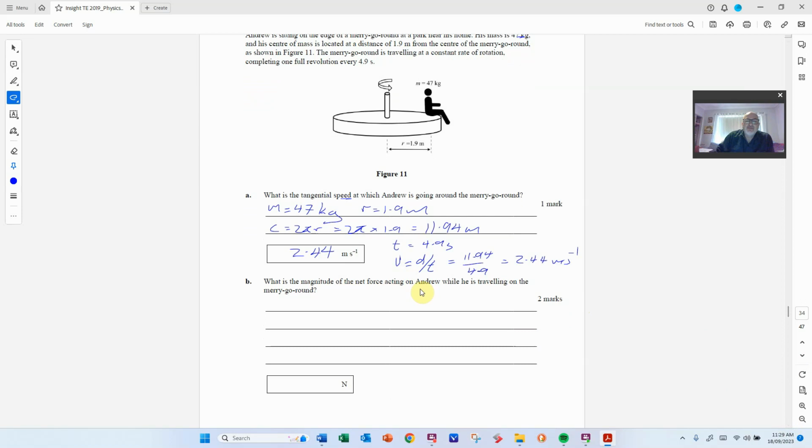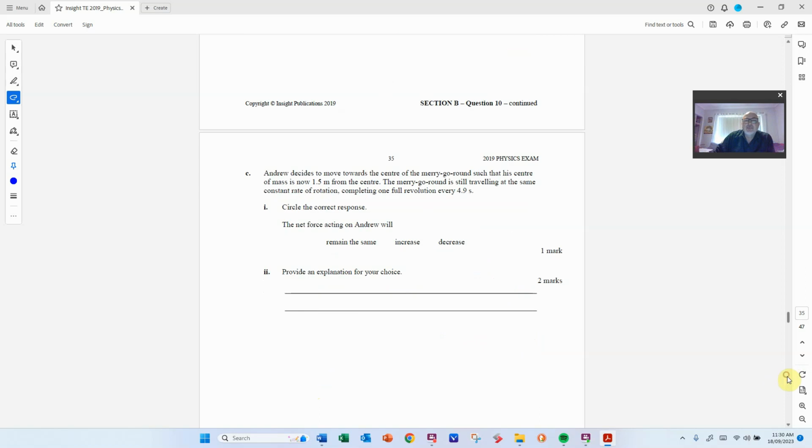What's the magnitude of the net force acting on Andrew? Okay, so this is a centripetal force question, mv squared over r. So we know that his mass was 47. We've just worked out his speed, which is 2.44. That's got to be squared. And his distance from the centre is 1.9 metres. So that just gives us 147.3, or 147 newtons to 3 sig figs.